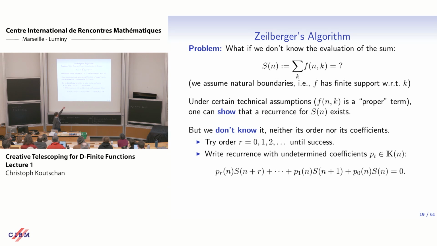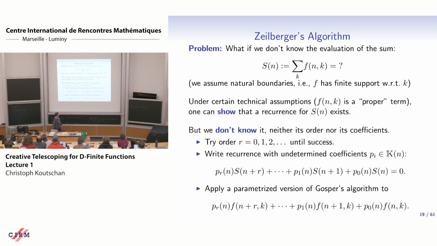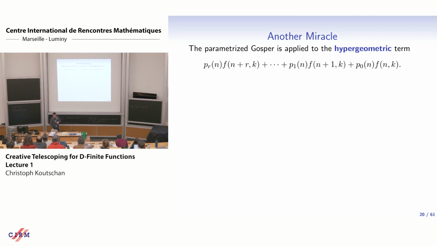So we write the recurrence with these undetermined coefficients, and then we apply Gosper's algorithm to this, but we have to use a variant of Gosper's algorithm that takes care of these undetermined coefficients. So it's called a parametrized Gosper's algorithm. And this works as follows. So this is just a copy from the previous slide.